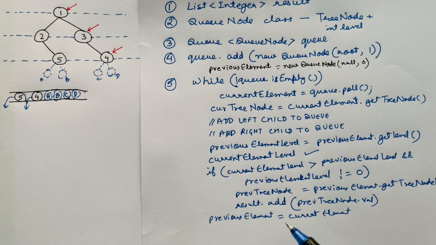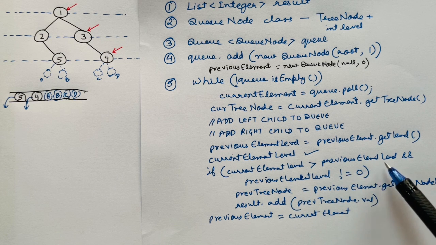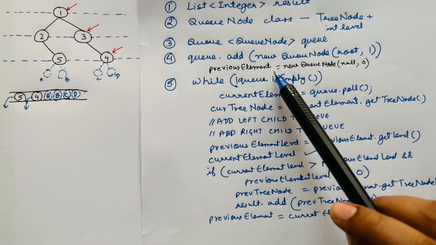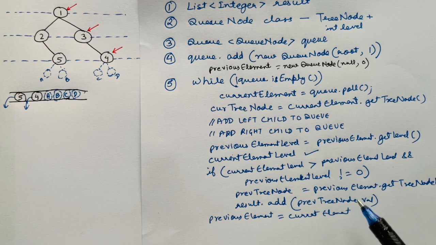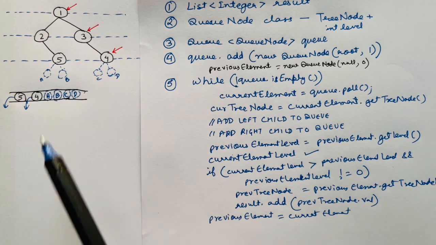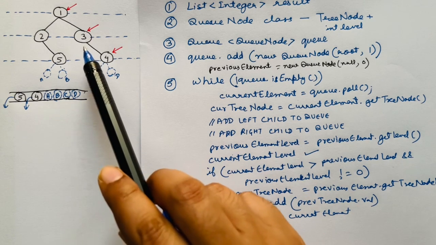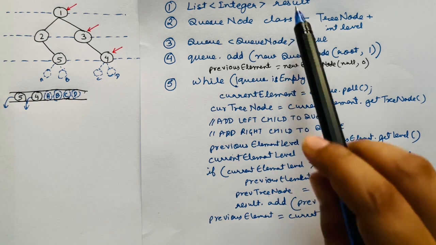But before it does, we will have to check if this current element's level is greater than the previous element's level. And we need to not consider this imaginary element, so we will have to check that previous element's level is not equal to 0. If this condition is satisfied, that means this current element is starting a new level, and we have to add the previous element in our result. To do that, we will have to get the tree node from the previous element. So we get the previous tree node using .get tree node, and we add this value in our result.